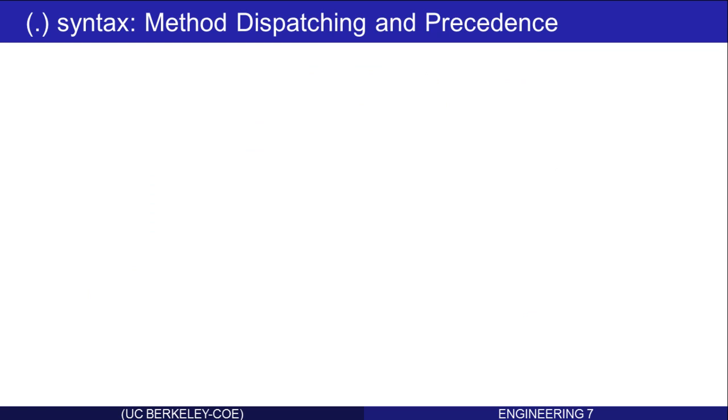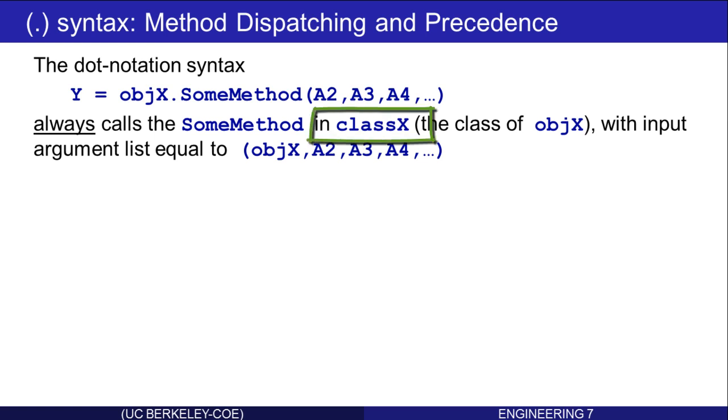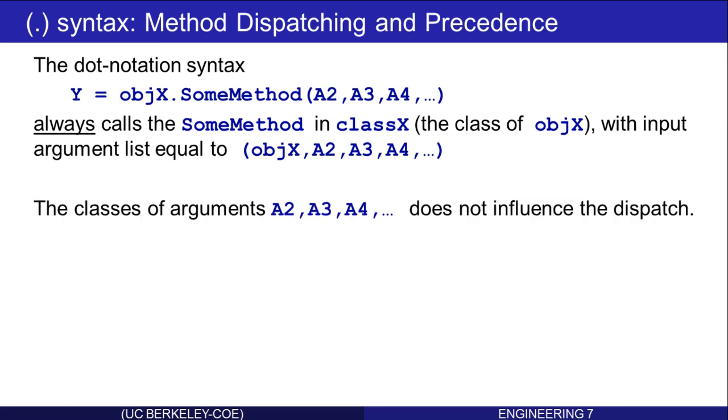Let's close this unit, returning back to the dot syntax, which we didn't get a chance to talk about. Remember, the dot notation syntax appears like this. The first argument is moved out in front, preceding the function name with a period, and then the remaining arguments stay in the conventional argument list. It turns out that the dispatching for this is actually very simple. This always calls the method from the class of objects, and the input argument list will be the first object and then the remaining input arguments. So here, in contrast to the function syntax, the classes of the remaining arguments do not have any influence on the dispatch.